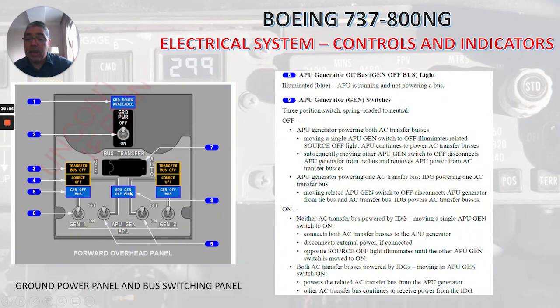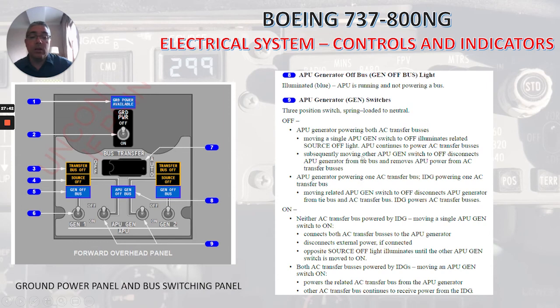If we talk about the APU gen off bus light, illuminated blue, APU is running and not powering a bus. Now let's talk about the APU generator switches. 3-position switch, spring loaded to neutral. In the off position, APU generator powering both AC transfer buses. Moving a single APU gen switch to off illuminates related source off light. APU continues to power AC transfer buses.